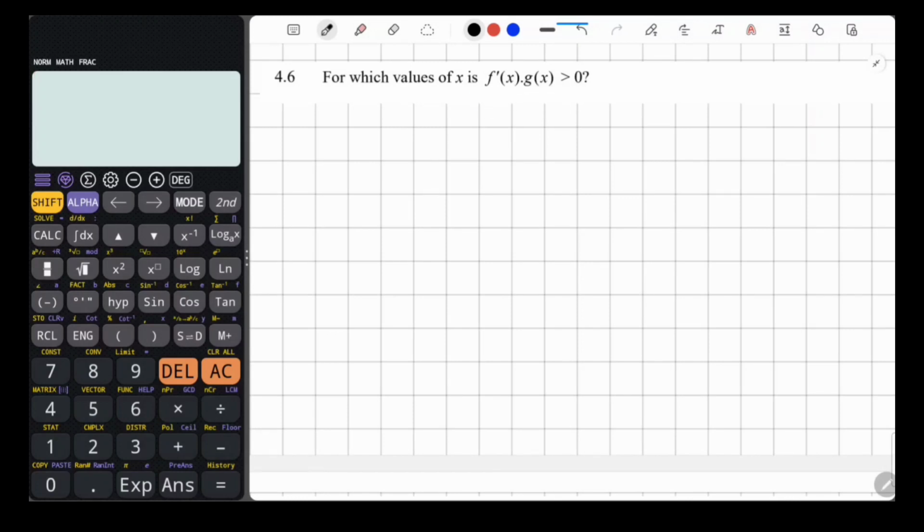So let's think about the type of numbers that will help us get values greater than 0. If I take a positive number and multiply it by a positive number, I'm going to get a number greater than 0. Also, if I take a negative number and multiply it by a negative number, I'm going to get a value greater than 0. So this is what we need to look for. We're going to look for places where the y values of f prime of x are positive, and for the same x values, the y values of g of x must also be positive. And then, of course, we will also look for the places where the y values of this graph are negative, and at the same time, the y values of this graph are also negative. That's what we're going to look for.